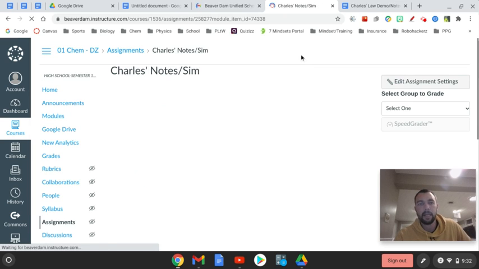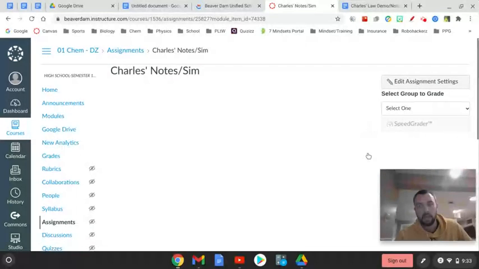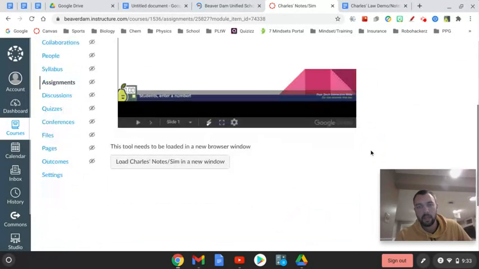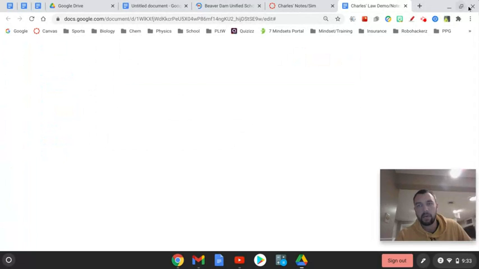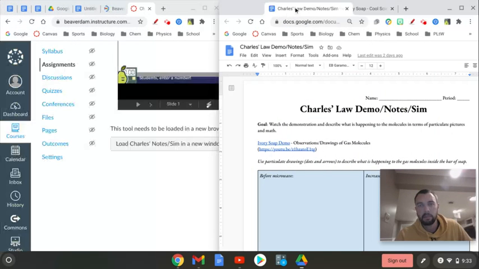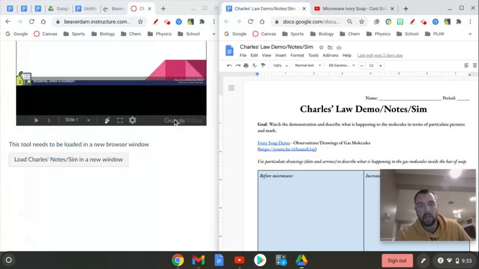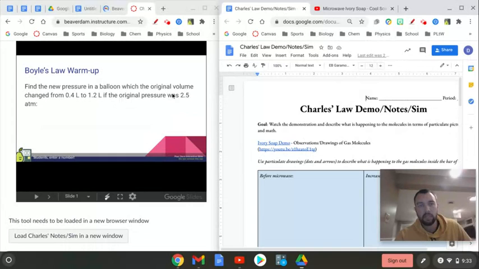So when I open it up here, I should have a slideshow once it loads. Oh, here we go. I have a slideshow. And underneath here, when I click on this, I'm going to get a worksheet that pops up. I'm going to split screen this so I can see both the slideshow and the notes at once, and I'm going to follow my worksheet here.